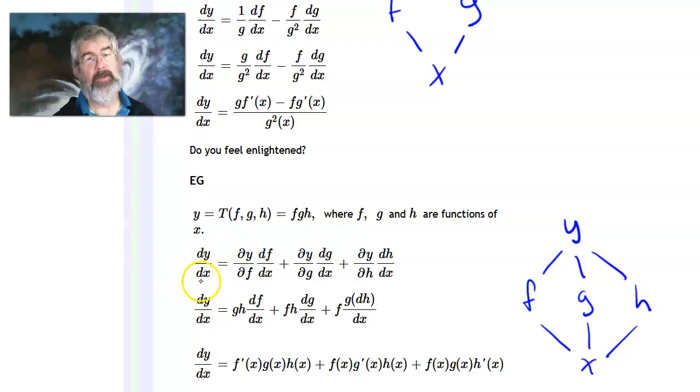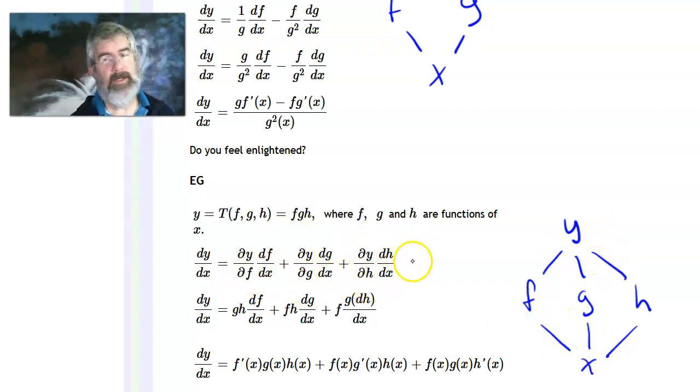Well, according to a little bit bigger chain rule now, the derivative would be partial of y with respect to f times df dx, the first path. Partial of y with respect to g times dg dx, the second path. Partial of y with respect to h times dh dx, the third path.